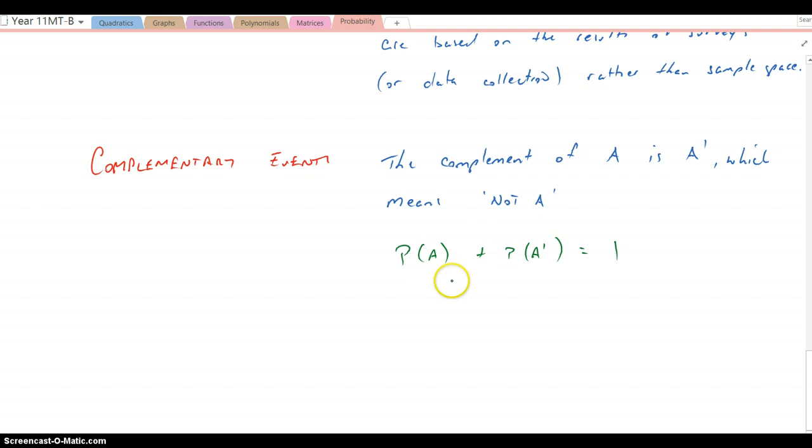So that is all I wanted to say on that, really. The complement of an event is just everything else. So if we're talking about rolling a die, the complement of the outcome 2 is 1, 3, 4, 5, 6.